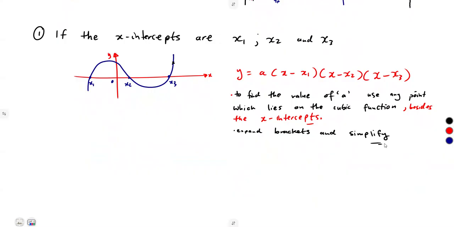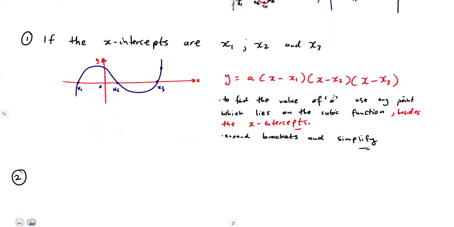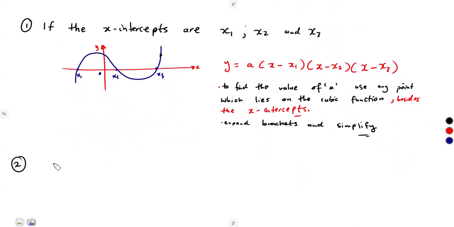And simplify. So that is the major condition that you're going to have. Then the second part is when you are given one of the x-intercepts as a turning point, all right? So that can be a condition to consider.